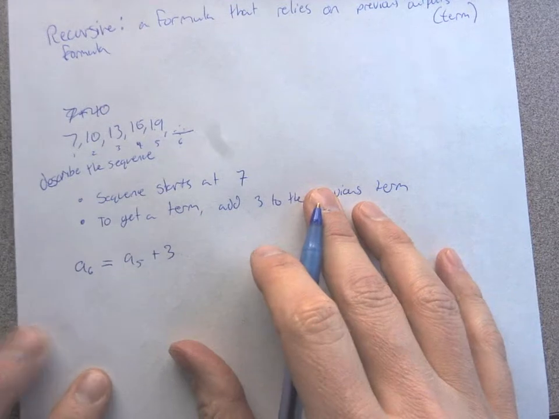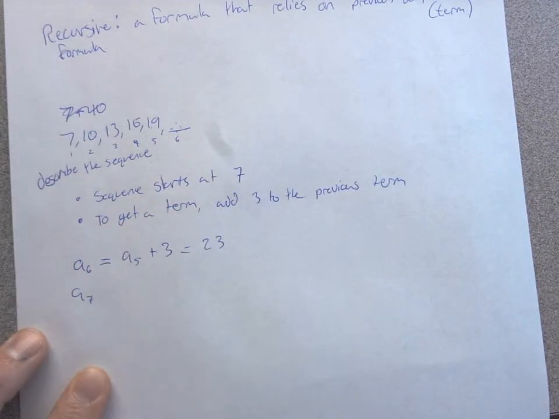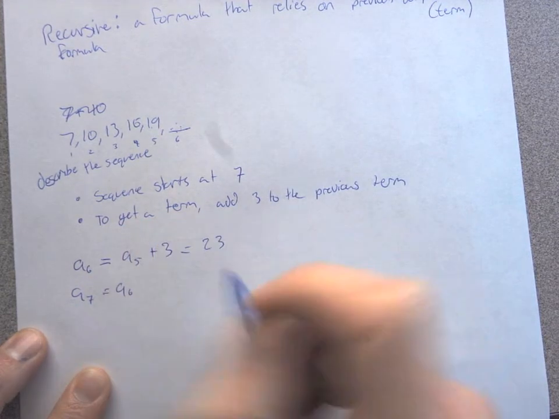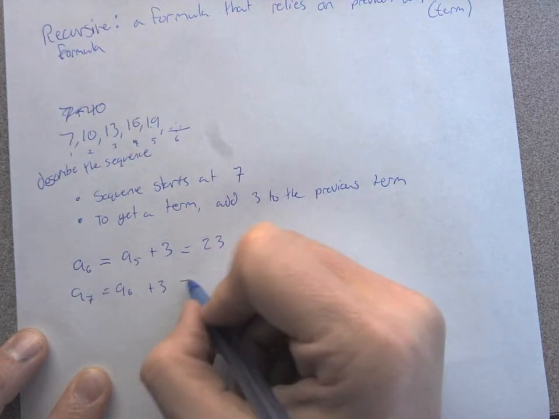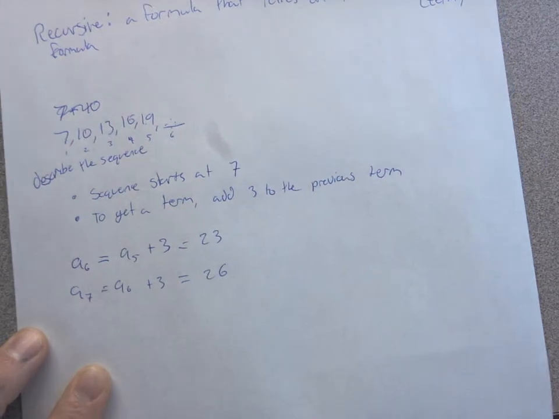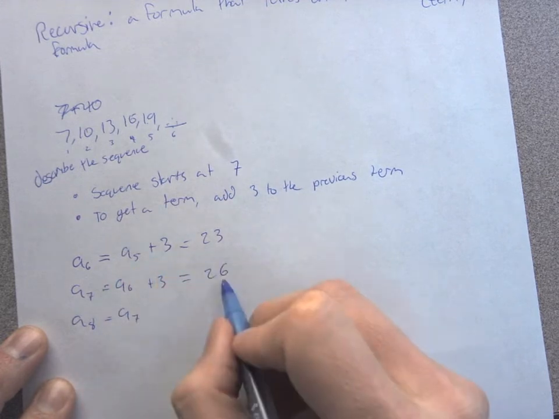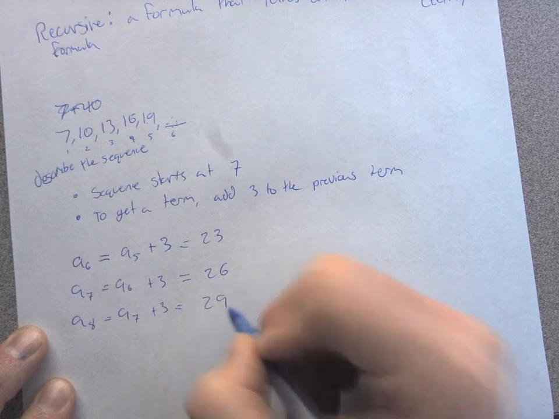Okay, cool. So that's actually going to give us 23, but what if we wanted to find A7? Well, A7, we would take A6, which is 23, and we would add 3 to that, and that would give us 26. And to get to A8, we would take A7, 26, and we would add 3 to it, and that would give us 29.